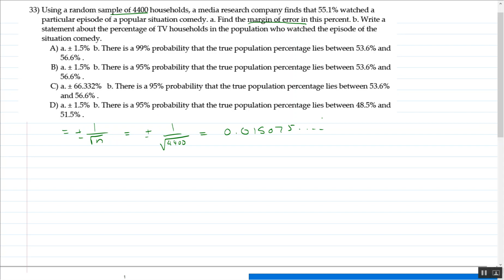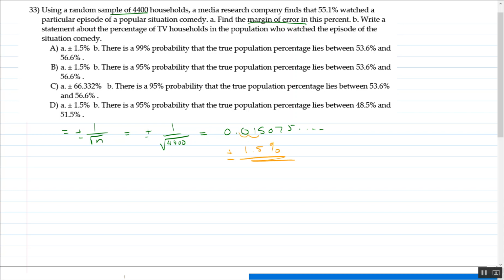0.015075, and more digits. We want to convert this to a percent, so make sure you go out enough decimals, and then you convert it to a percent. You can multiply it by 100 or move the decimal over 2. So this is going to be equal to 1.5%. So that's my margin of error. Remember, it's plus or minus 1.5%.